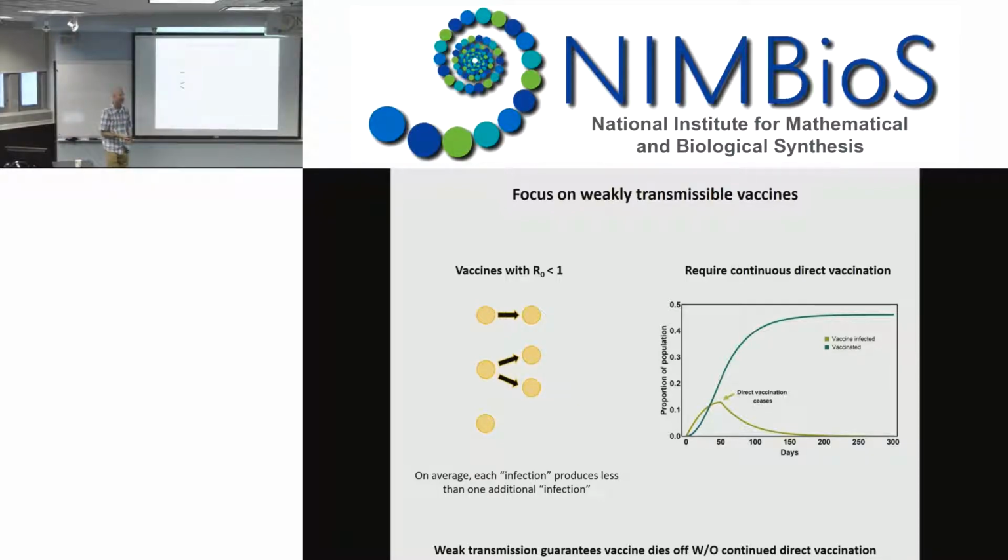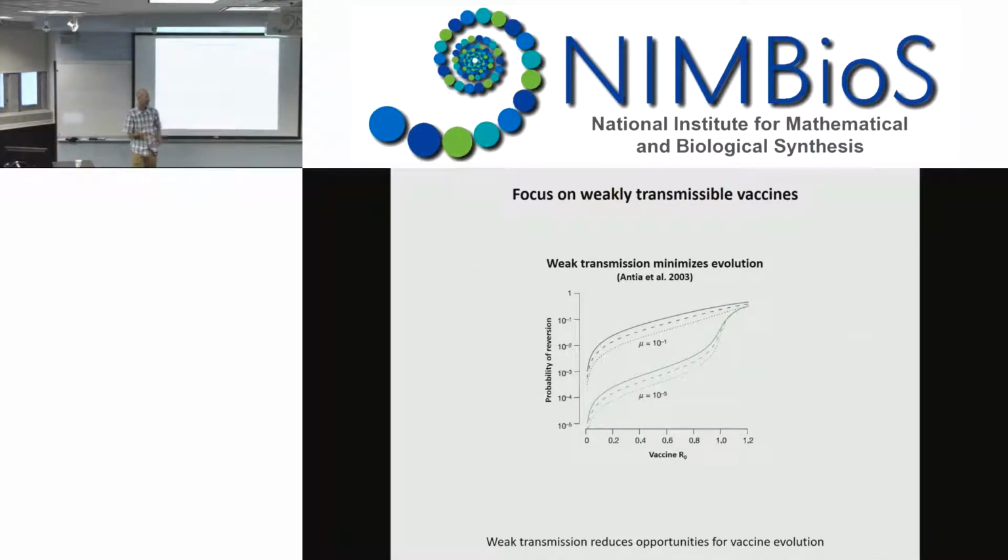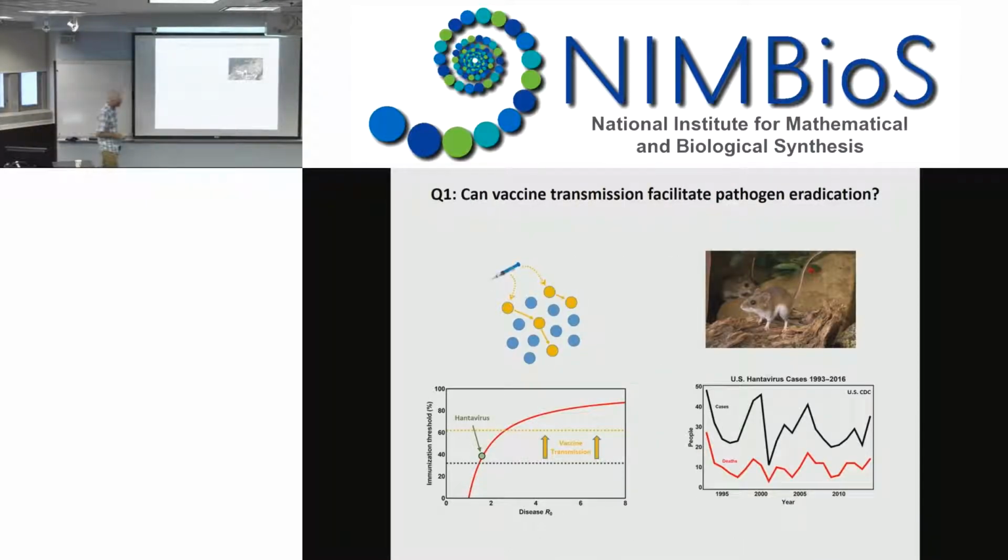The other reason to focus on weakly transmissible vaccines is that they're less prone to evolve. This result really comes from a very nice paper by Rustom Antia and colleagues in 2003, where they showed that the probability of evolution in an infectious disease in general increases as a function of the pathogen R naught. What that means in our context is the greater the vaccine R naught, the more likely we're going to have evolution, okay? And obviously one of the potential outcomes of evolution in an attenuated vaccine is a return to wild type virulence, which we obviously don't want. Okay? So we're going to focus on these weakly transmissible vaccines.